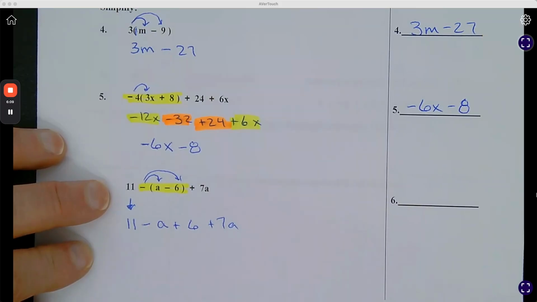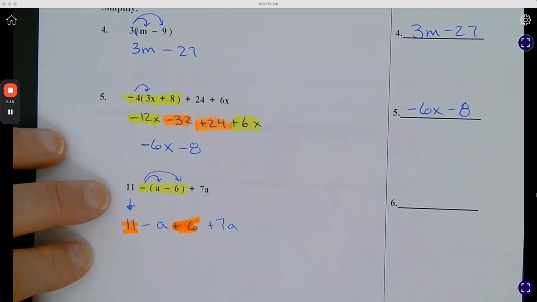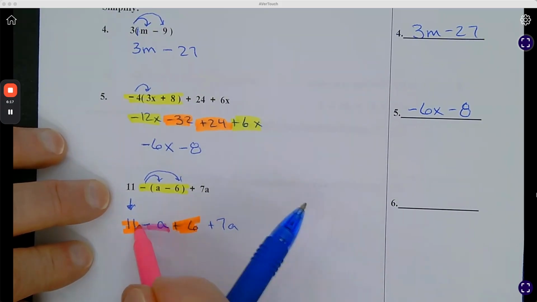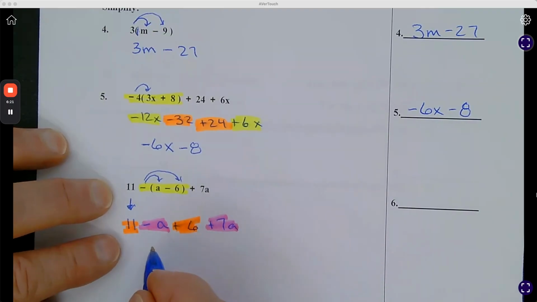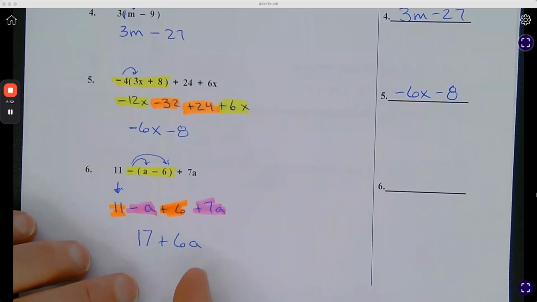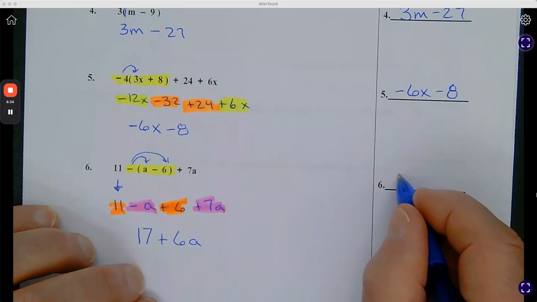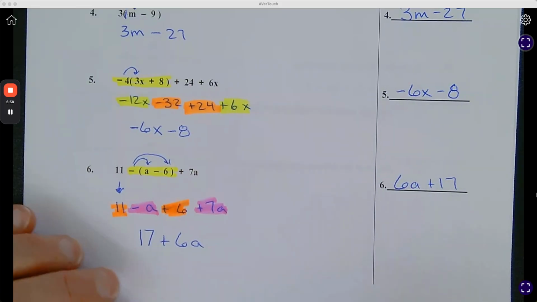I'm going to combine my like terms now. I got this constant term right here and this constant term right here. And then I got this a term and that a term. 11 plus 6, that's 17. Negative 1 plus 7, that's 6a. Hey, that's not the right form. Remember, your variable term has to come first. Woo, that's done. Okay, that was great.